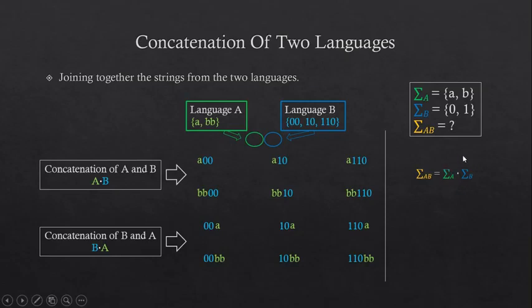If your answer was the concatenation of the original two alphabets, then unfortunately that was not correct. We require all the symbols of language A and all the symbols of language B because we are taking strings from both sets, so the answer is actually going to be the union of the original two alphabets.